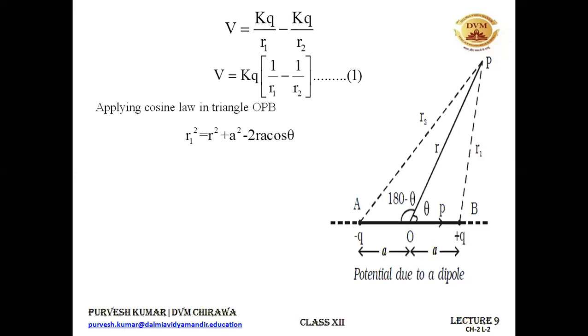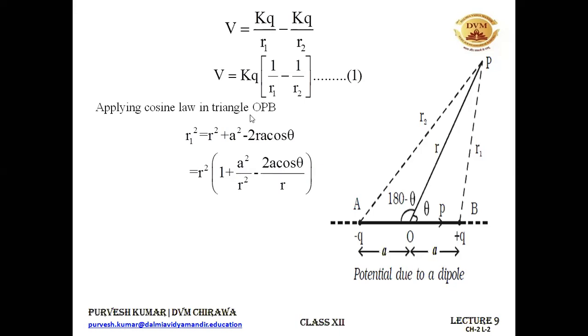The square of the side opposite to the angle is equal to the sum of the squares of the sides comprising the angle minus 2RA cos theta. We can write it like this. Now some more mathematical manipulations need to be done. From this expression, we have taken R square common. So it becomes 1 plus A square upon R square minus 2A cos theta upon R.